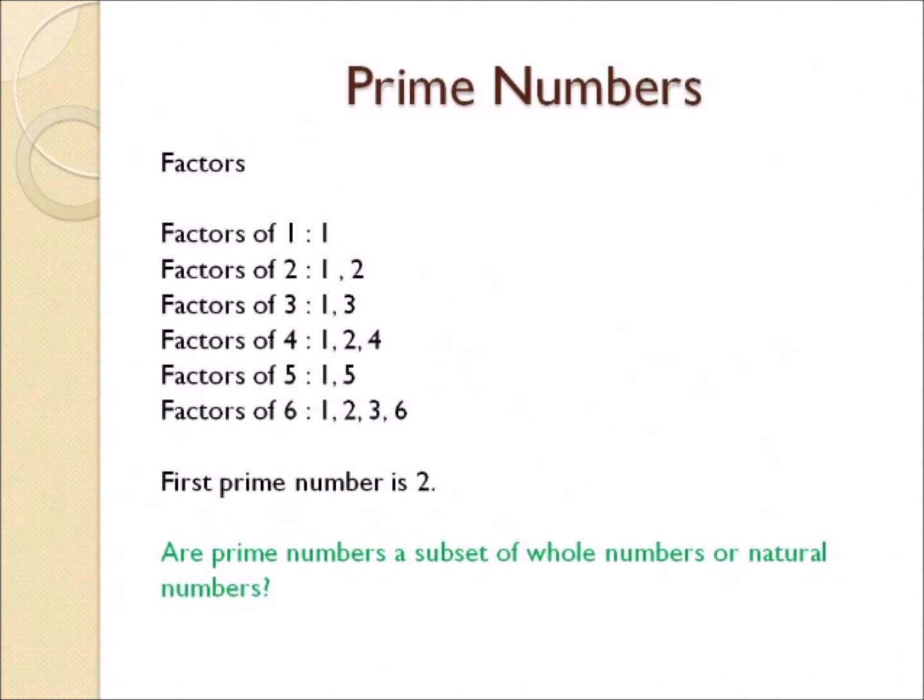Now we move to prime numbers. And to know what prime numbers are, factors of 1 would be 1. Only one factor for 1. Factors of 2, 1 and 2. 2 factors, that's a prime number.